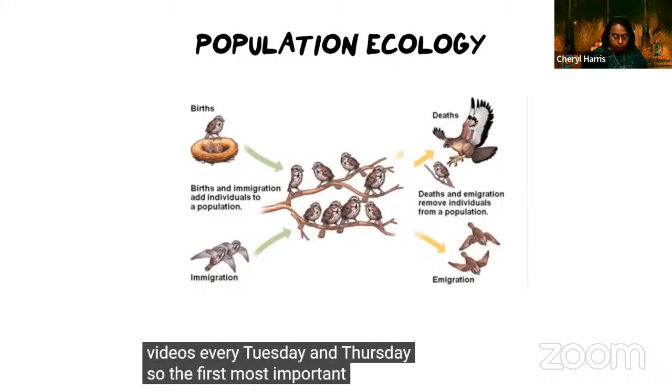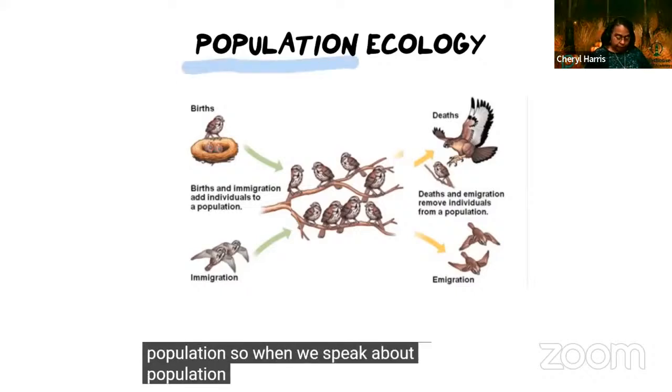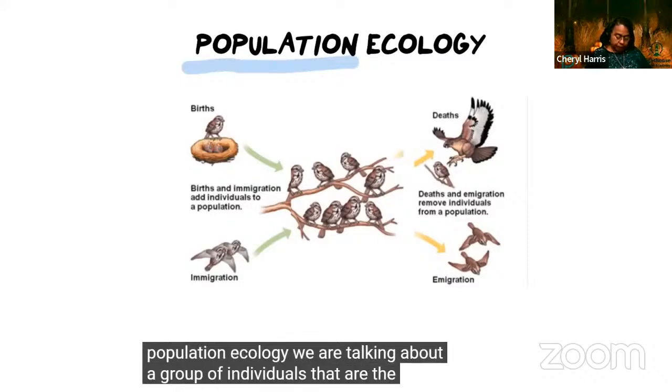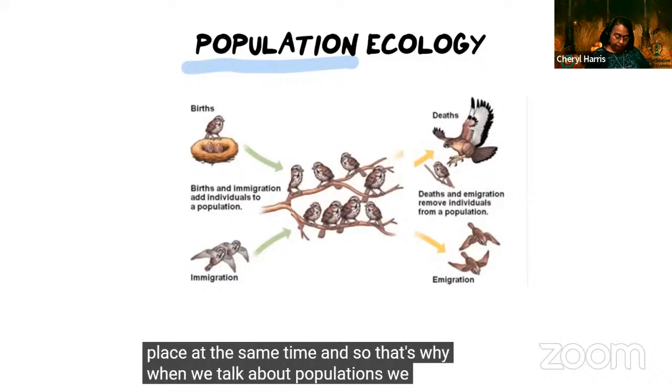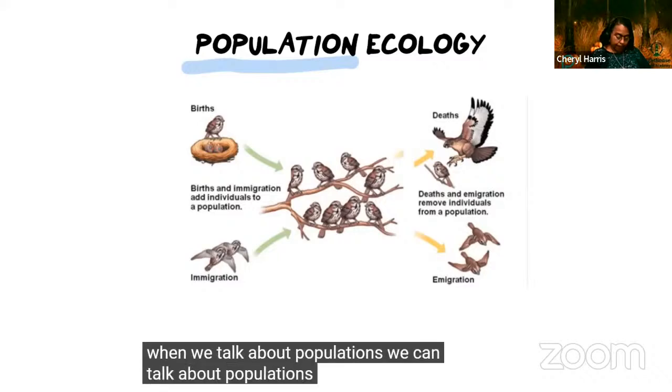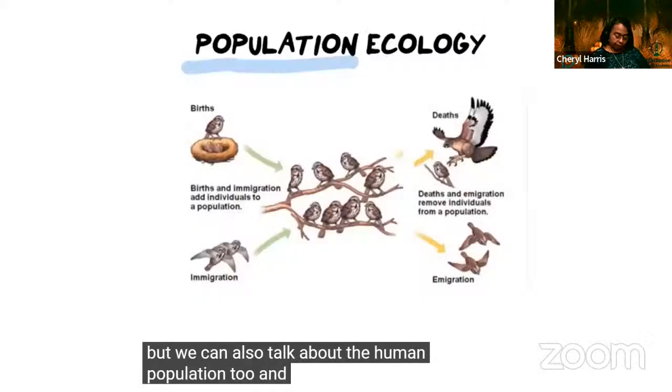So the first most important component of our understanding is what exactly is a population. So when we speak about population ecology, we are talking about a group of individuals that are the same species and they are found in the same place at the same time. And so that's why when we talk about populations, we can talk about populations that are perhaps in a country, like a country's population, but we can also talk about the human population too, and that's all the individuals together.